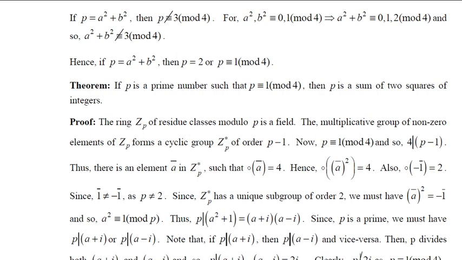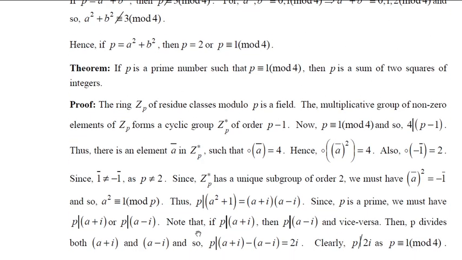So both A plus i and A minus i are divisible by P, and there is a result which says if A divides B and A divides C, then A has to divide B minus C. By that result, P divides A plus i minus A minus i, which is equal to 2i. So P must divide 2i. But this is not possible because P is not equal to 2 and P is congruent to 1 mod 4. Therefore, P cannot be a Gaussian prime.